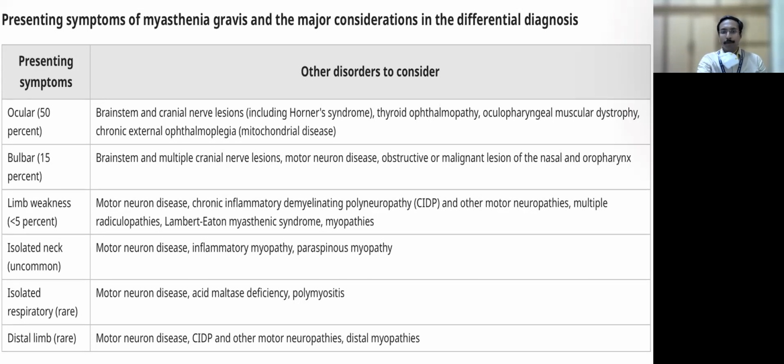Distal limb weakness is not a common presentation of myasthenia gravis. Generally, it's a proximal limb weakness.